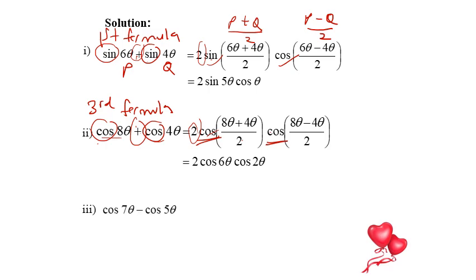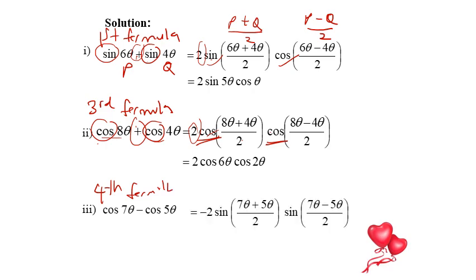And then the last one, cos 7 theta minus cos 5 theta. So basically this is the fourth formula. So for the formula, we will have a negative. So the difference here, the first one, we have negative above in the front. And also we have both sin. So previously for cos plus cos, we have cos cos. So cos minus cos, we have sin sin, and we have a negative at the front. So here basically same, this also P plus Q over 2, and this one also P minus Q over 2, same as the first and the second questions.